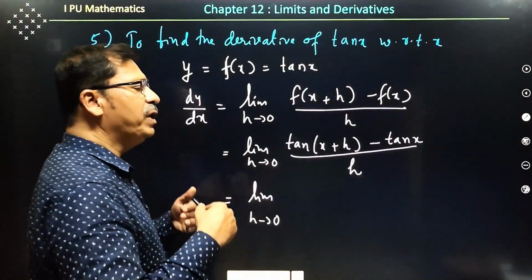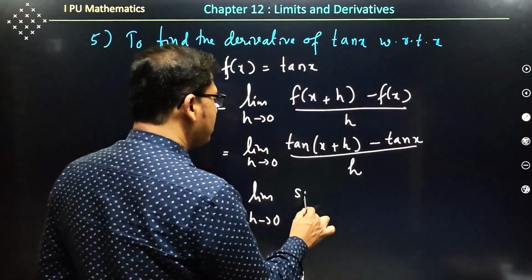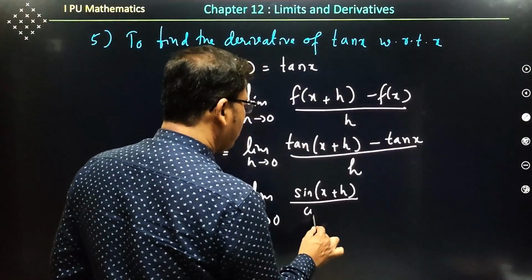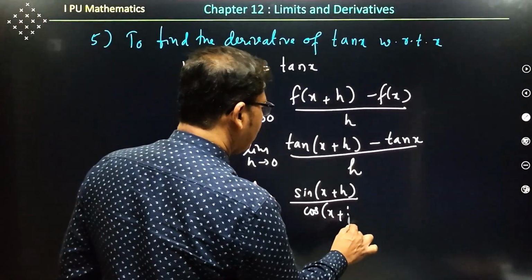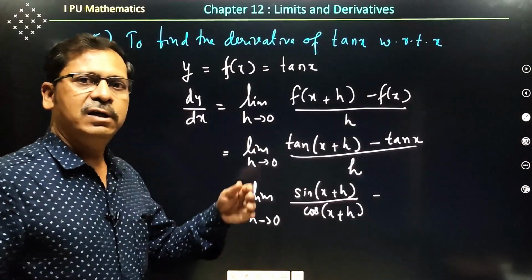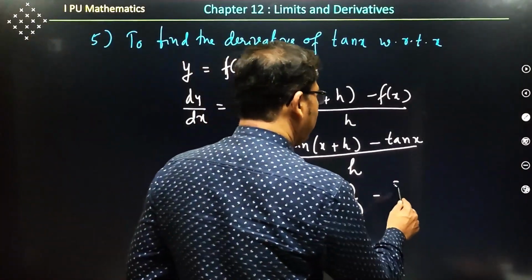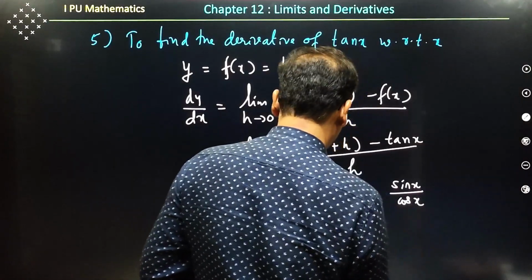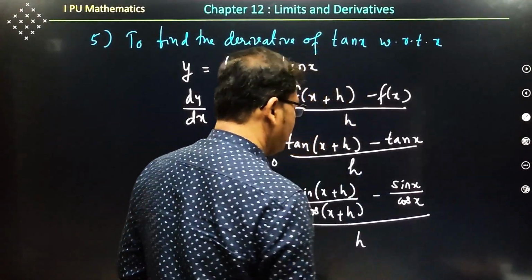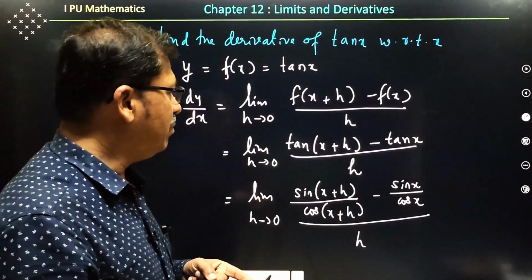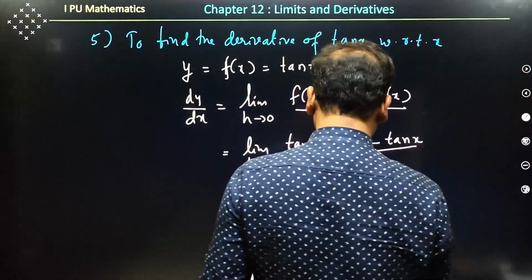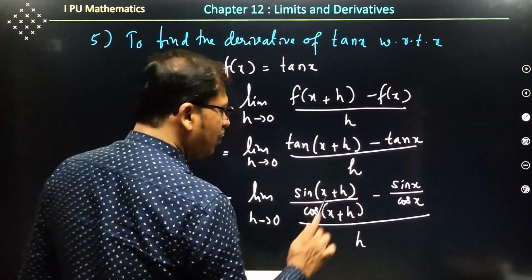In the same manner, tan of x plus h can be written as sin of x plus h divided by cos of x plus h, minus tan x. Tan x can be written as sin x divided by cos x, whole divided by h here. Now you take the LCM in the numerator. Cos x is multiplied here, and at the same time cos of x plus h is multiplied to sin x here.